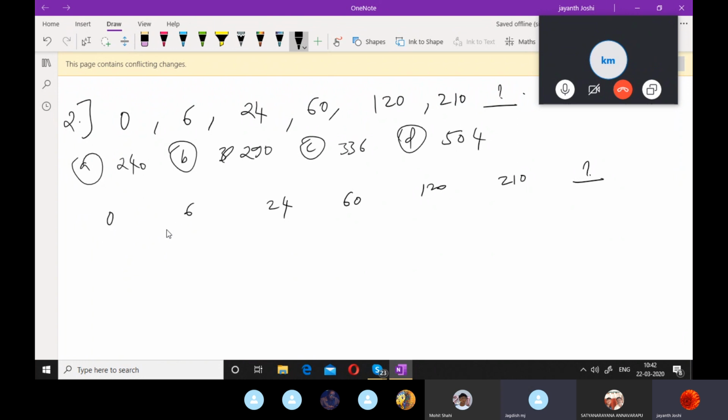So if I want to go from 0 to 6, can I add 6? 0 plus 6 is 6. Yes, I am seeing the differences. I already said, the difference method. If I want to go from 6 to 24, I can add 18. If I want to go from 24 to 60, I can add 36. If I want to go from 60 to 120, yes, I can add 60. From 120 to 210, I can add 90. But I'm not getting the answer because I don't know the next number, what to add to 210.